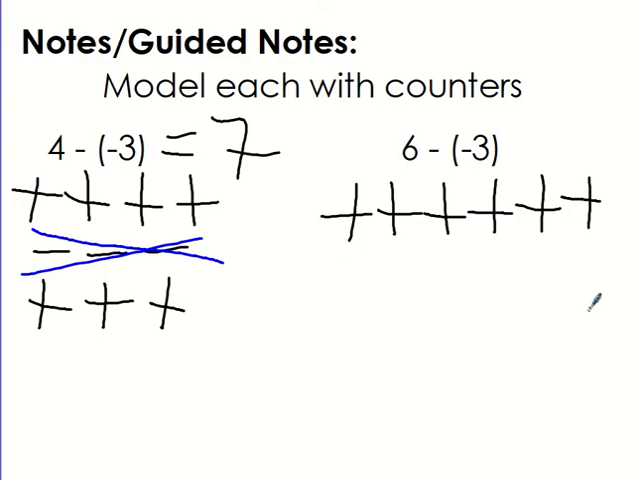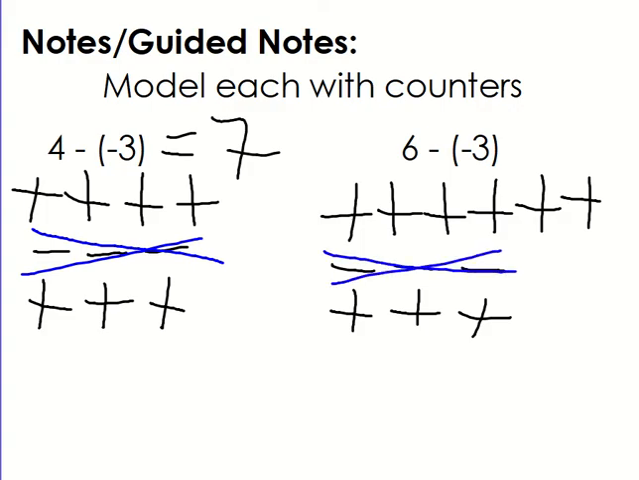So we're going to have to add 0 pairs. So we're going to go 1 0 pair, 2 0 pairs, 3 0 pairs. And I did 3 because I need these 3 negatives. I can add as many 0 pairs as I want, but I only need 3, so that's why I added 3. So I'm going to take them away.